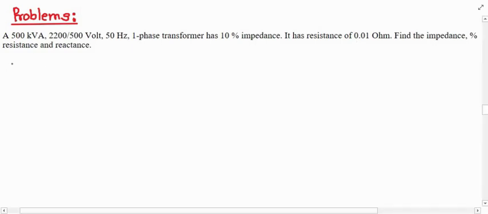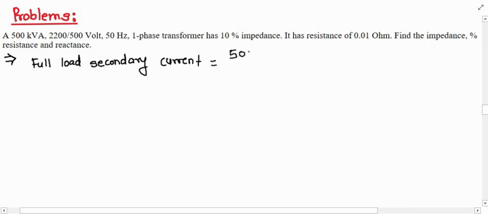So students, what is the per unit system that you have studied in power system 2? First of all, let us find out the full load secondary current, because the kVA rating is given to you. What is the kVA rating? 500. I will convert that into volt ampere, divided by 500, that is the secondary voltage. So you will get the secondary current equal to 1000 ampere.